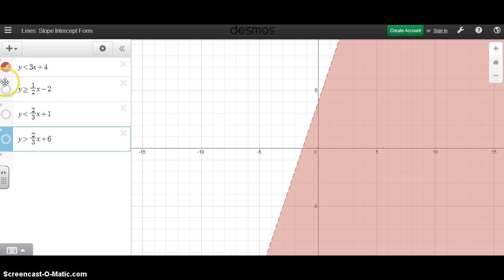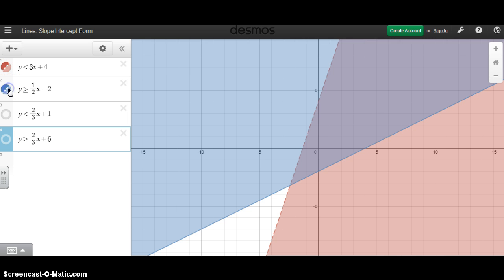Well, this other inequality that we have is y is greater than or equal to 1/2 x minus 2, meaning my y-intercept is going to be negative 2. It looks like it's going to be right over here. And our slope is 1/2, meaning from this point, I'm going to go up 1 and 2 to the right. Up 1, 2 to the right, just so we can see that our graph looks like this. So we have a line that looks like this.